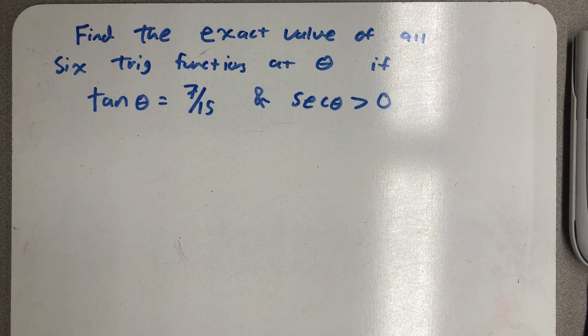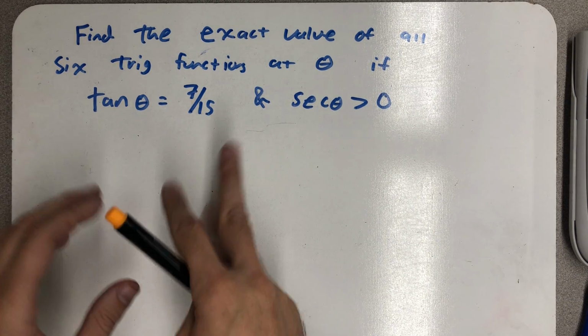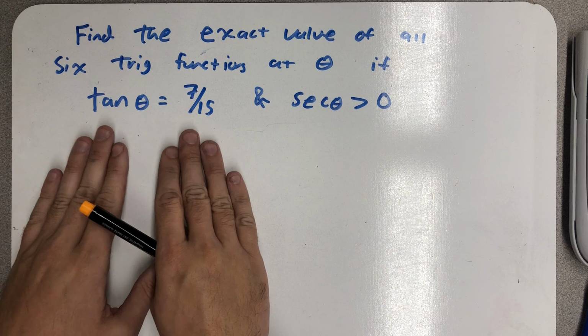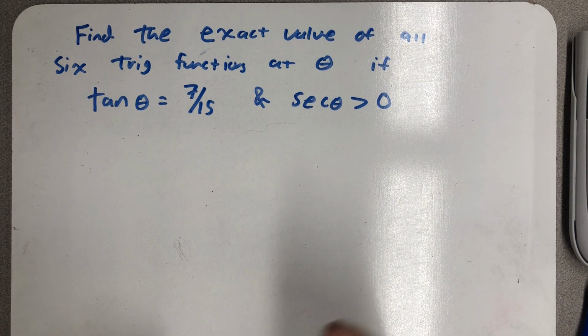Find the exact value of all 6 trigonometric functions at theta if the tangent of theta is 7/15 and the secant of theta is greater than 0. Well, if I'm supposed to find the exact value of all 6 trig functions, I better not get tangent wrong because it's given to me.